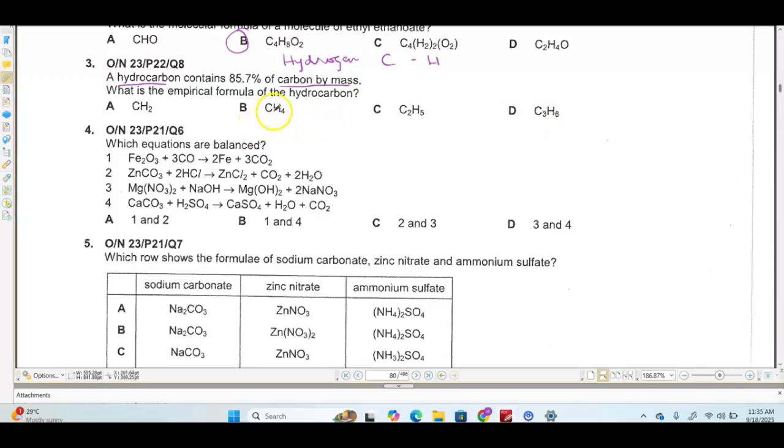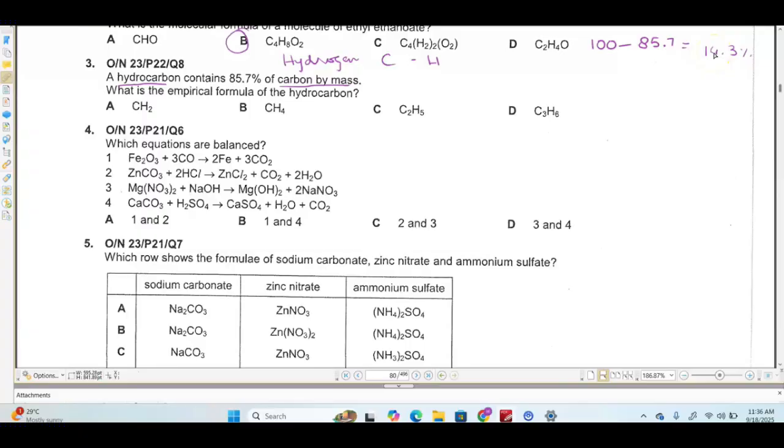Okay? So we need the mass for carbon as well as the mass for hydrogen in order to find the empirical formula. We've been given the mass of the carbon, but we haven't been given the mass of hydrogen. And we need these two to find the empirical formula. Okay? So what we are going to do is, we know that carbon is 85.7% by mass. So total is 100%. Okay? So if we subtract 85.7% of carbon from 100, we are going to get an answer of 14.3%. Okay? So carbon over here is 85.7%. And hydrogen over here is 14.3%.